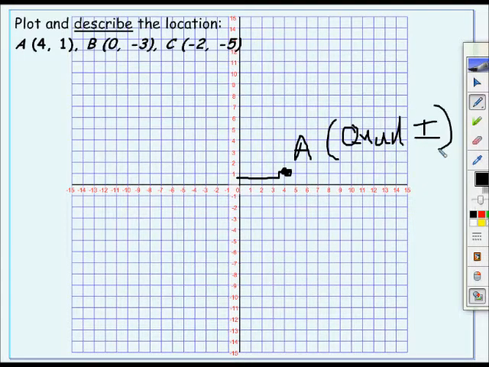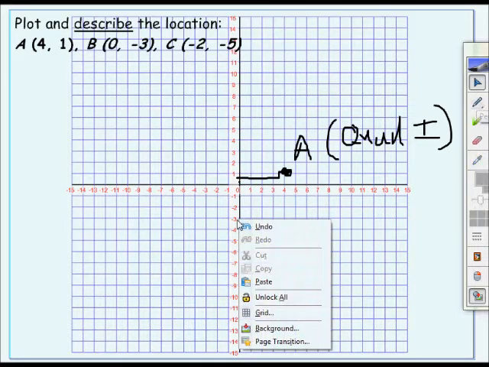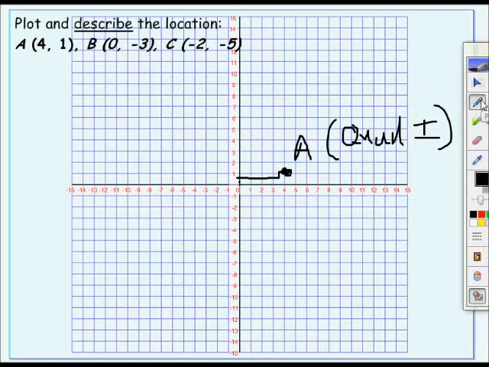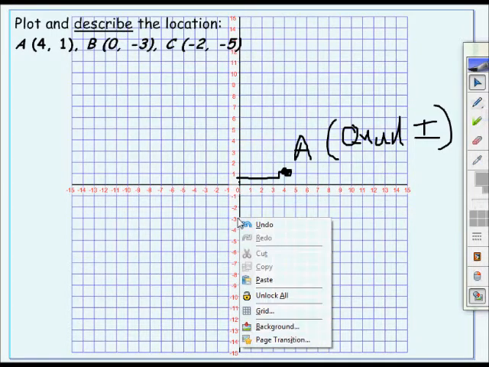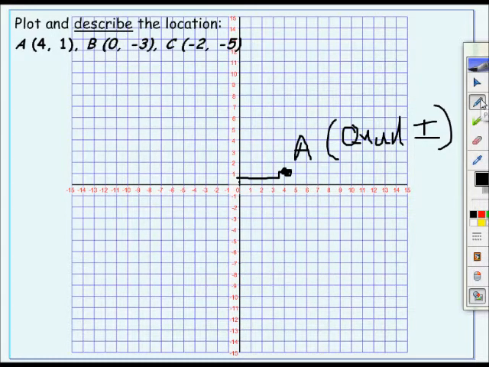For B, it says 0, so I'm not going to go left or right, but then it tells me I need to go -3, so I'm going to go down. It doesn't like when I make dots on here. Come on. No, still doesn't like my dot. Oh, there we go. 0, -3, and let me get my pen a little bit smaller again. It's being a stickler with the stylus.